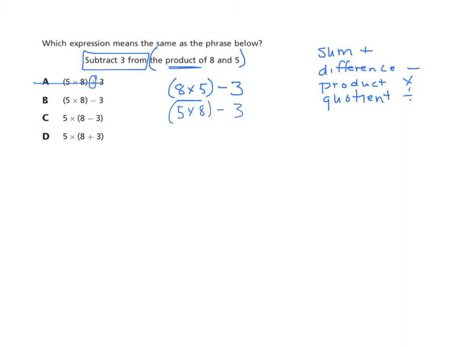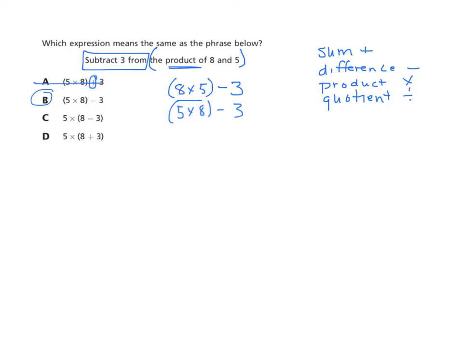If we look at the next one, again, we use that commutative property, right? And I changed the product of 8 and 5 to the product of 5 and 8. We can do that. So this matches. We know that's the correct answer, but I'm going to continue on and look at the other choices.